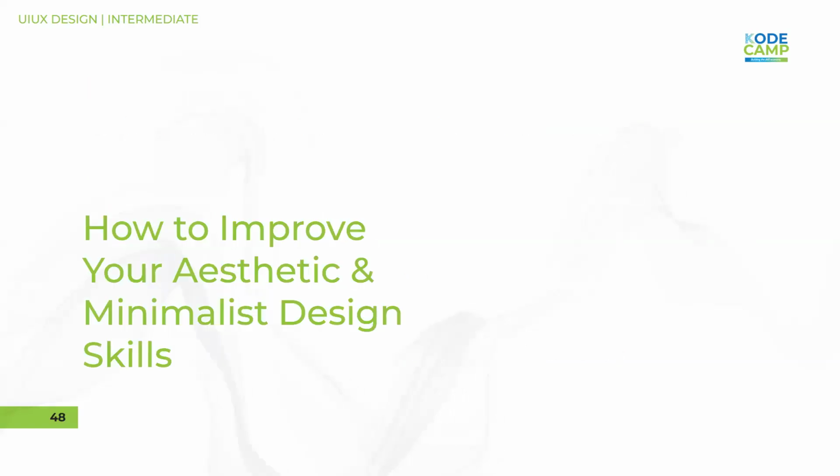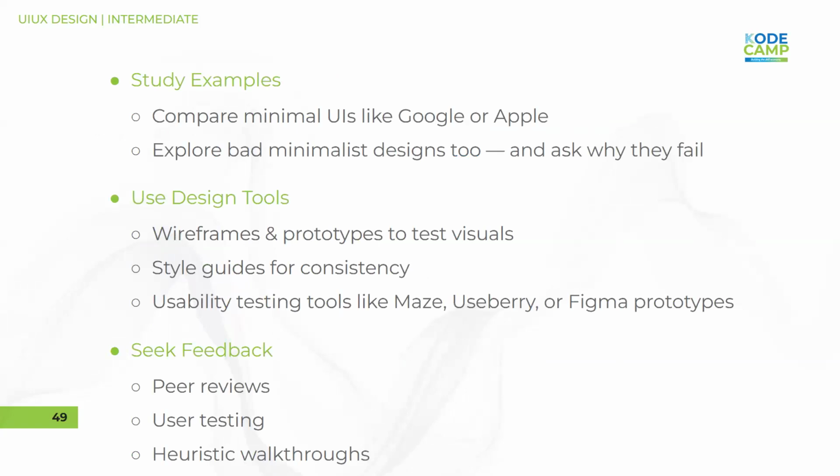All right. So how do we improve our aesthetic and minimalist design skill? How do we improve this skill? The first important one is study examples. Look at what people have done before. When you look at it and you know these holistic evaluation principles, it will be easier for us to pick our mood board, and when we design, we'll feel to ourselves, oh yes, this is good.